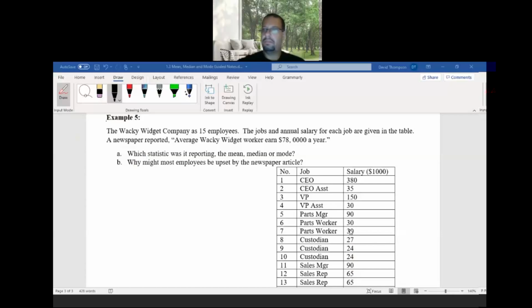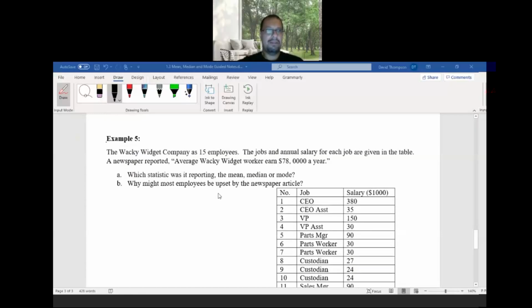The Wacky Widget Company has 15 employees. The jobs and annual salary for each job are given in the table below. A newspaper reported average Wacky Widget workers earn $78,000 per year. What statistic is being reported? The mean, median, or mode.